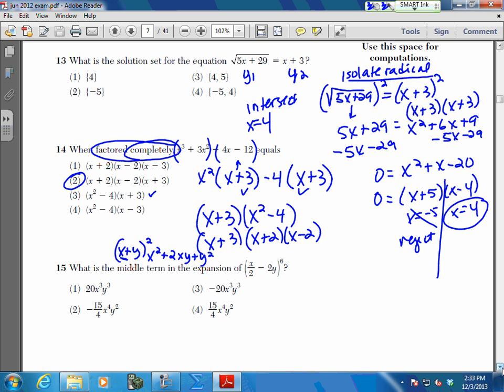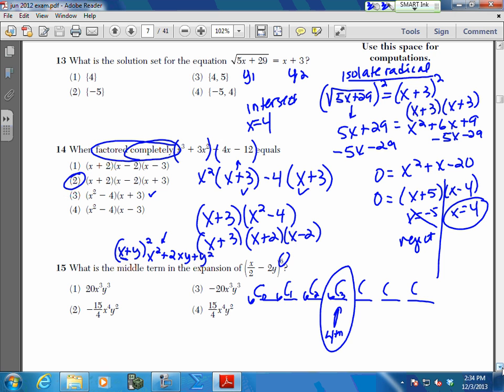Your first term has the decreasing exponent. Your second term has an increasing exponent. So if my exponent is 6, I have 7 terms. Halfway through is right here. This is my halfway, my 4th term. Put your C's out. This is 6C0, 6C1, 6C2, 6C3. This is the guy I want.